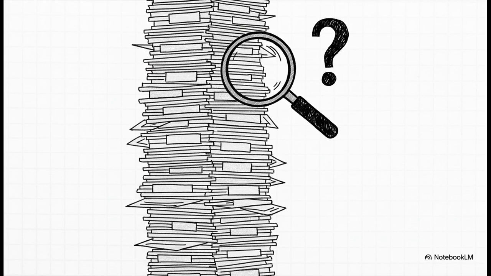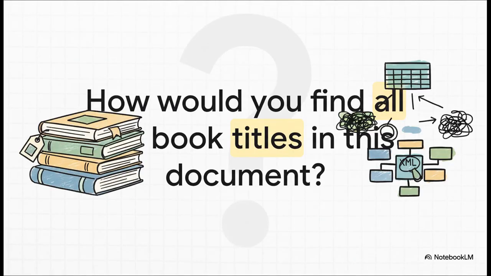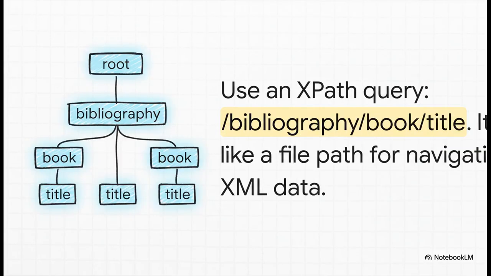All right, let's jump back to our bibliography example for a second. And just imagine this document is way, way bigger, with maybe hundreds of books in it. So here's the question for you. How would you write a command to pull out only the titles of every single book in that file? Well, you use something called XPath. And this is where the power of XML's structure really, really shines. Look at this. An XPath query looks just like a file path on your computer. It's that simple.